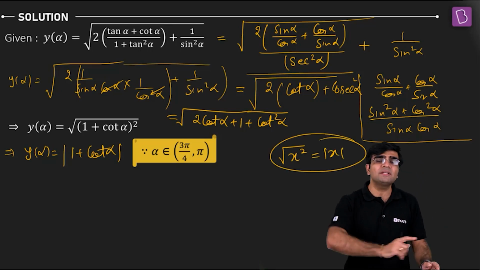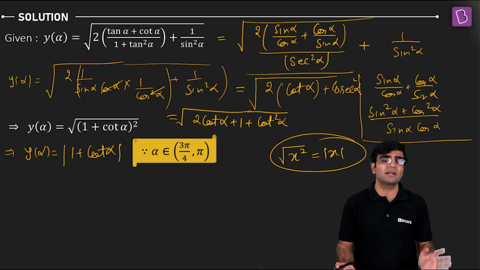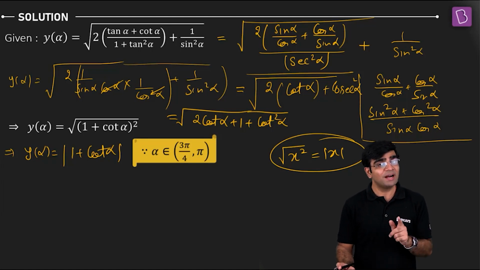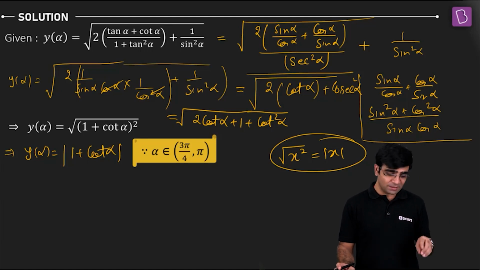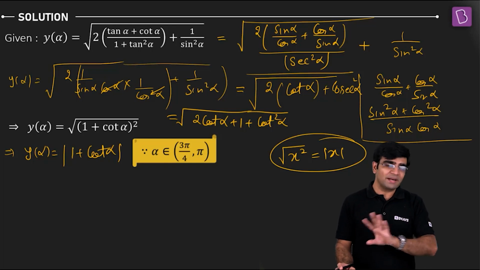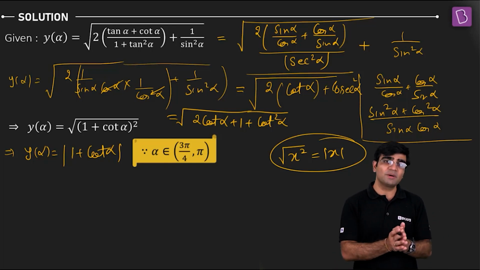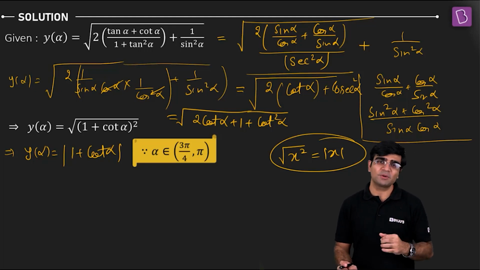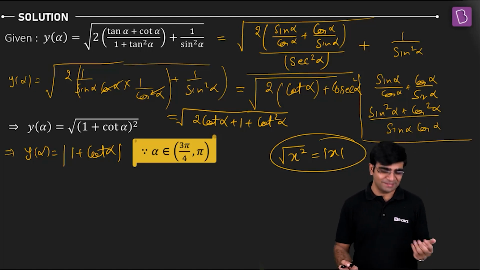The moment you miss it, you are immediately going to get the incorrect answer. And trust me, the incorrect answer will also be an option. You have to be careful about it. If you forget the mod sign and take it simply as plus x, then you will be reaching the incorrect option. And that's the beauty of this problem. That's the beauty of the JEE Main examination.